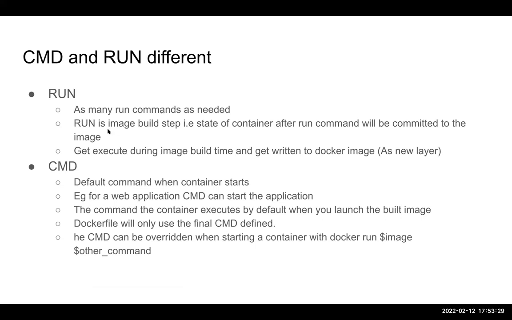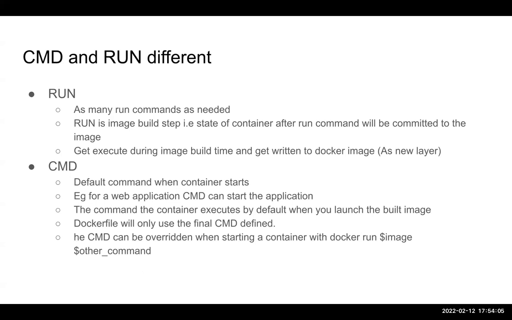Those RUN commands are image build steps. For example, you can download something using RUN, and install something using RUN. Those are the building steps of the image. So RUN is an image build step, that is, the state of the container after the RUN command will be committed to the image. We will not go into the details of how an image is built, but at a very high level, when you are building the image from the Dockerfile using the docker build command, the image is built in layers.